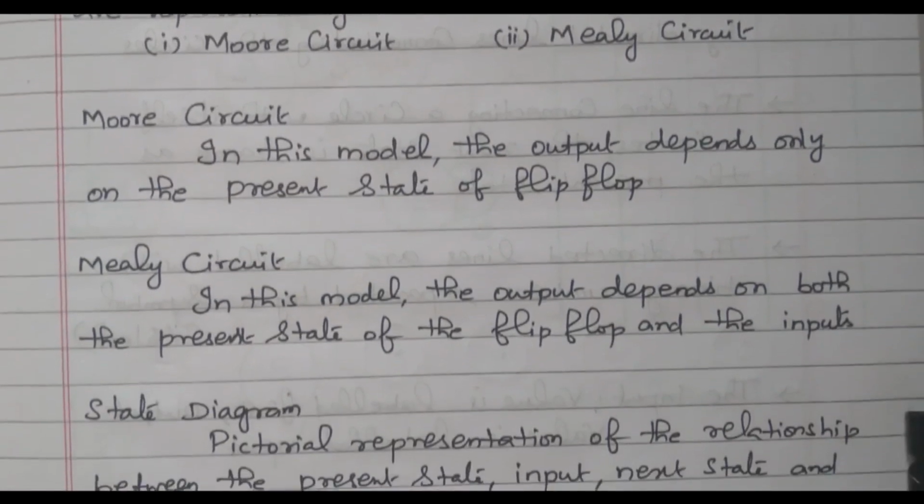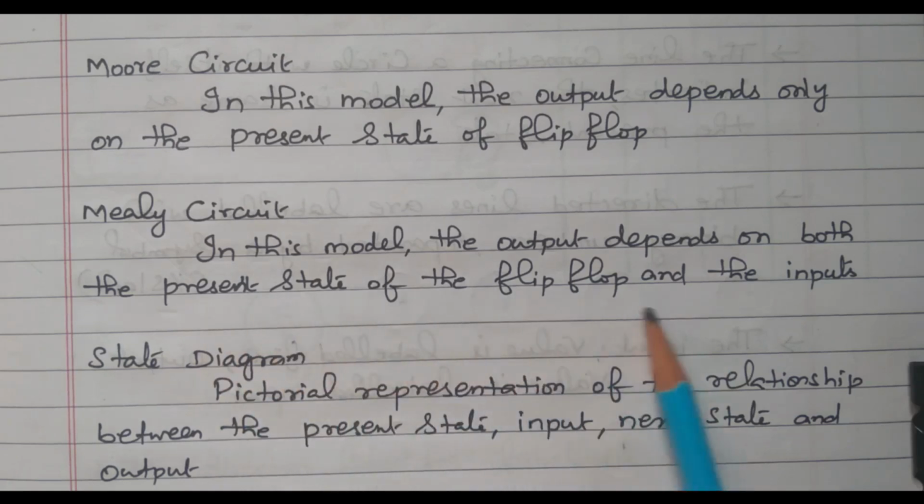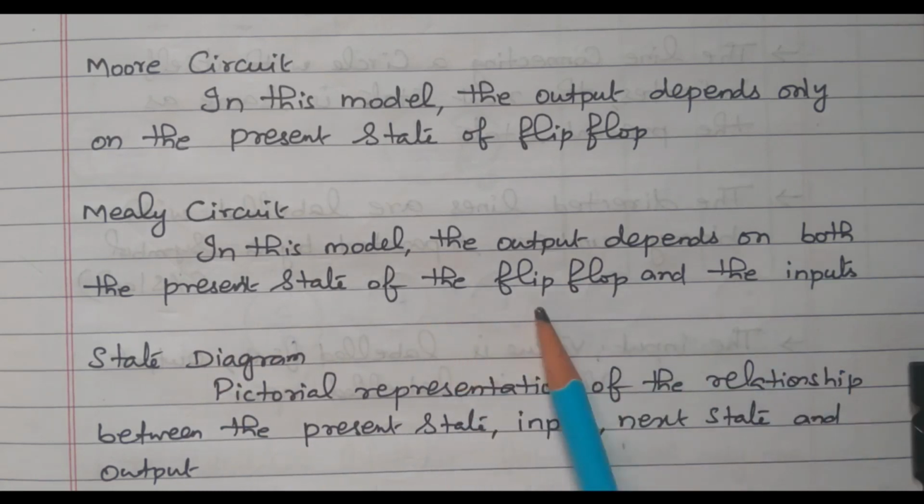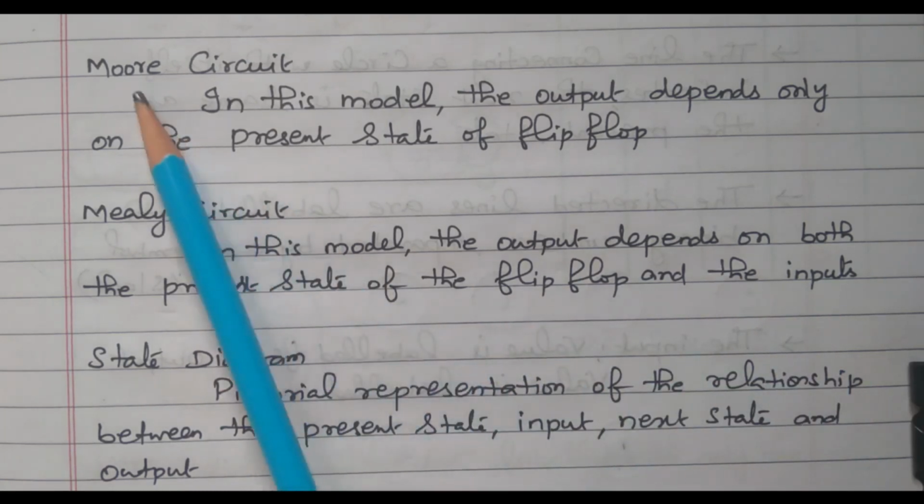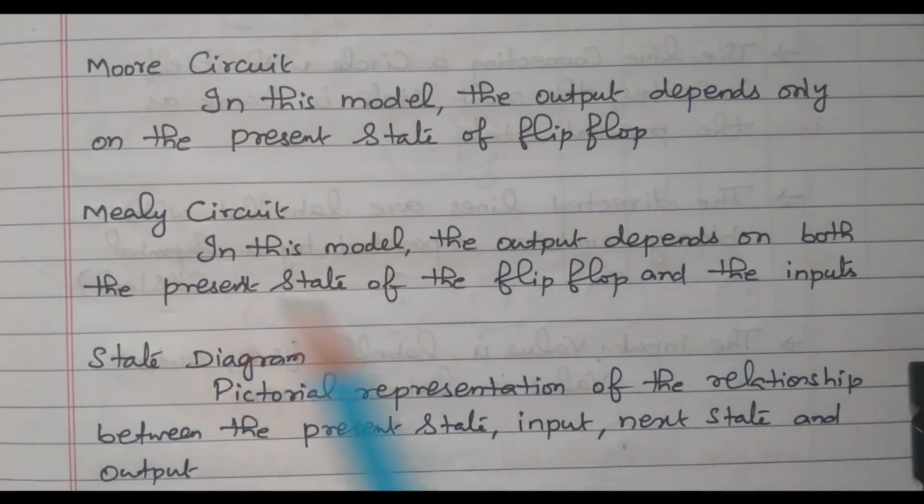In case of the Mealy circuit, in this model the output depends on both the present state of the flip-flop and the input. Right, the output depends upon the input as well as the present state of the flip-flop. So the Moore circuit output depends only on the present state, and in the Mealy circuit the output depends upon input as well as present state of the flip-flop.